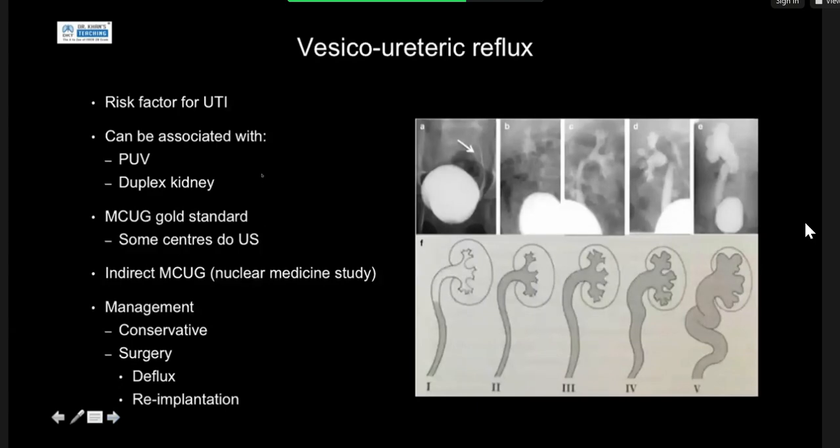So vesico-ureteric reflux is a risk factor for urinary tract infections, and in the UK, in children under the age of 1, we will tend to do an MCUG study to look for vesico-ureteric reflux. We will then do it in selective cases over the age of 1, depending on whether it's atypical or recurrent infections, etc., or if there's a family history of reflux and what the ultrasound shows.